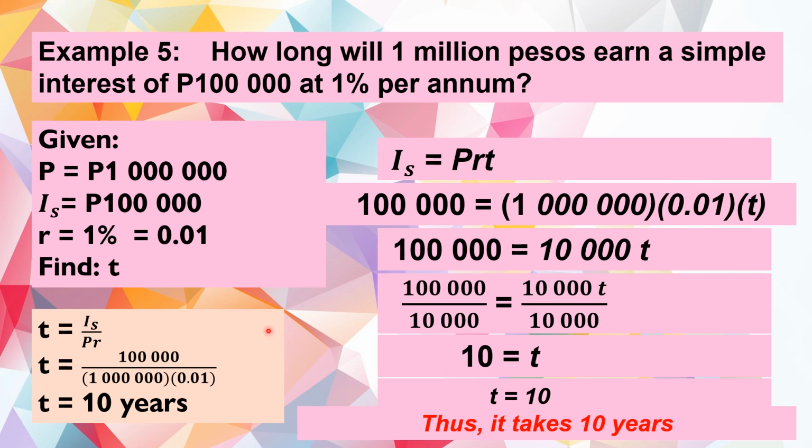So, another way to solve is by using this formula, T equals simple interest over principal times R. This formula is derived from the formula of simple interest. So, let's just substitute all the given. Our simple interest is 100,000 divided by our principal, 1 million, times our rate, 0.01. Simplifying this, we will get 10. So, we got the same answer, which is 10 years.